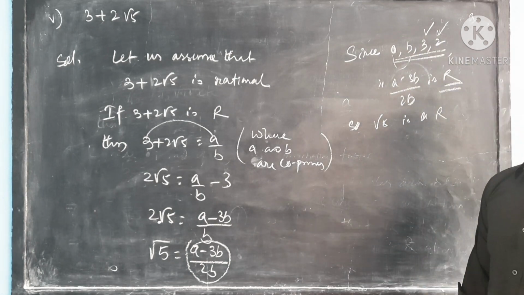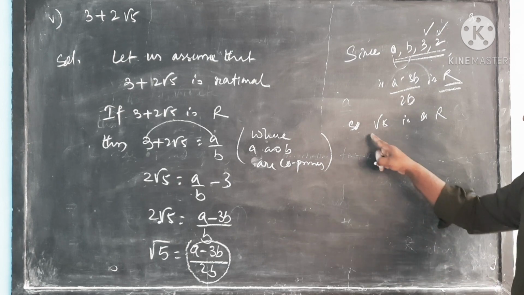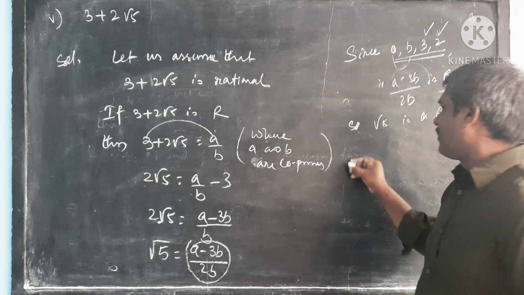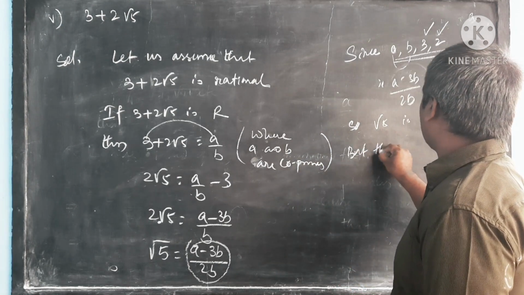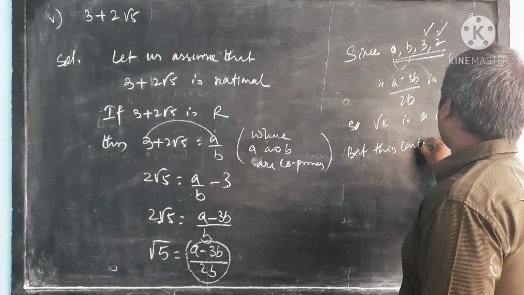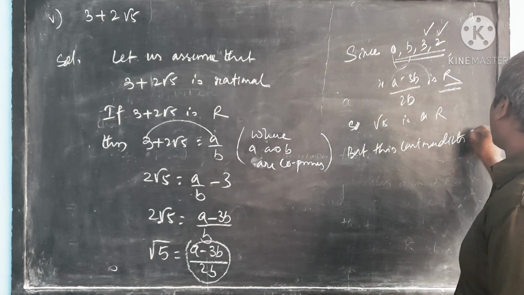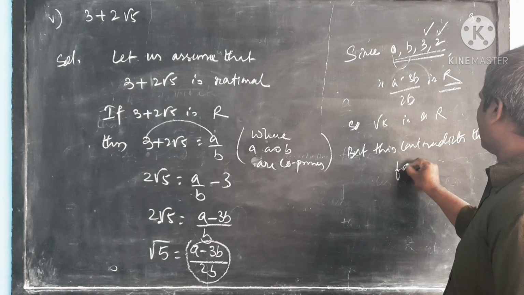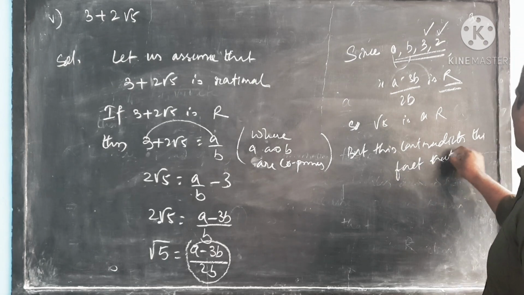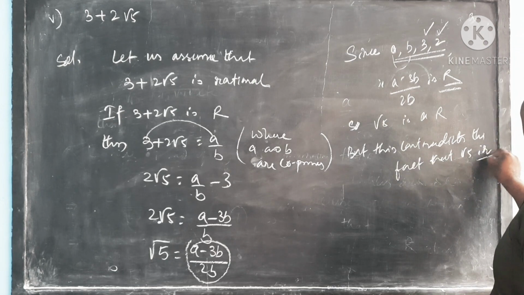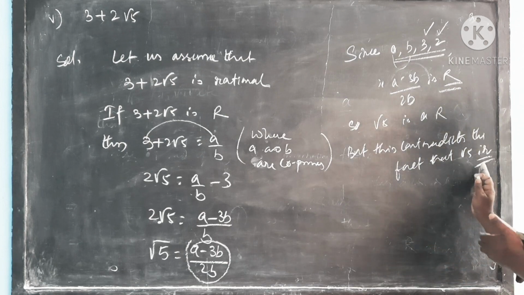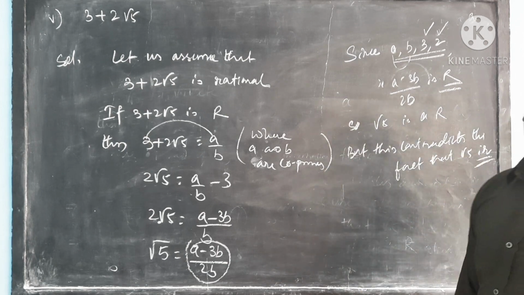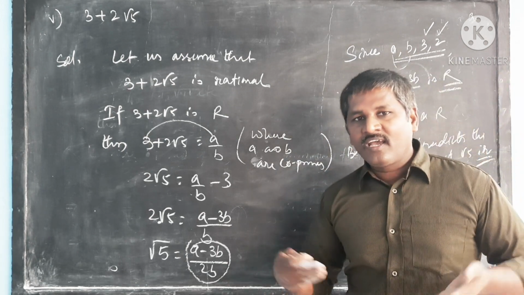But this contradicts the fact that root 5 is an irrational number. This contradiction has arisen because of our assumption.